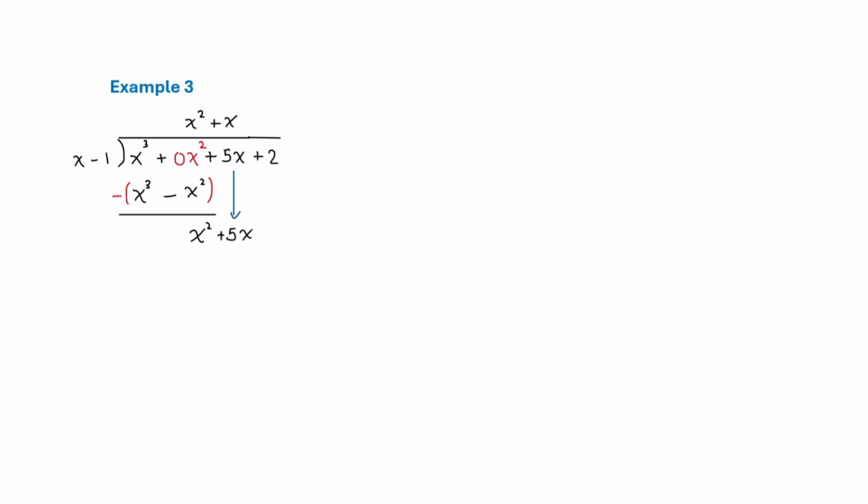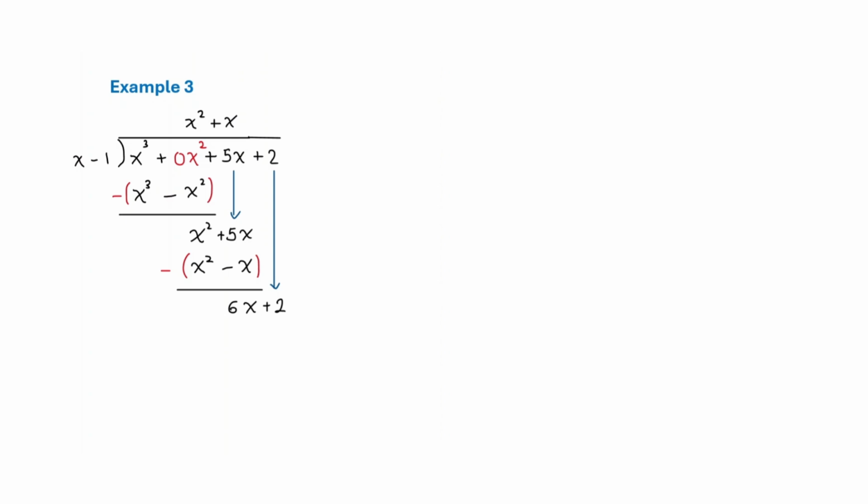We multiply x by the divisor. X multiplied by x is x squared. X multiplied by negative 1 is negative x. So we write x squared minus x. We subtract. X squared minus x squared is 0. 5x minus negative x becomes 6x. We bring down plus 2, so we have 6x plus 2.